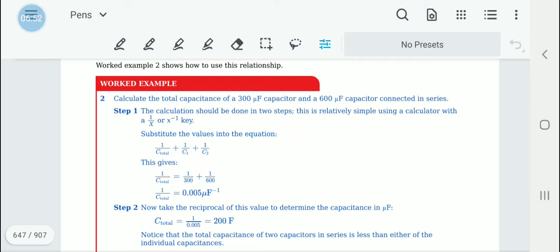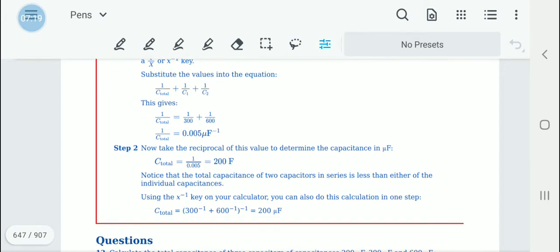Calculate the total capacitance of a 300 microfarad capacitor and a 600 microfarad capacitor connected in series. So we have the x minus 1 key. What we do is we have an equation: 1 upon C total equals 1 upon C1 plus 1 upon C2. Here the same mistake has been made. Instead of the equal sign, they have inserted a plus sign. So 1 upon C total equals 1 upon 300 plus 1 upon 600.